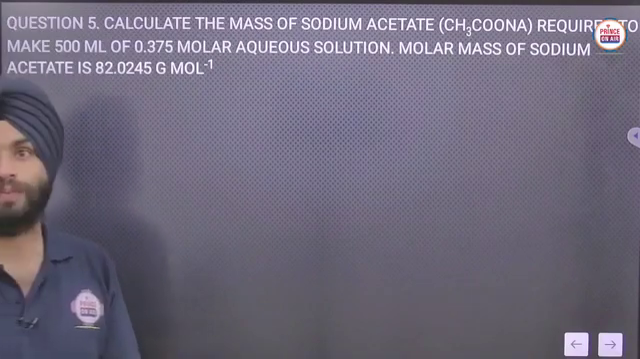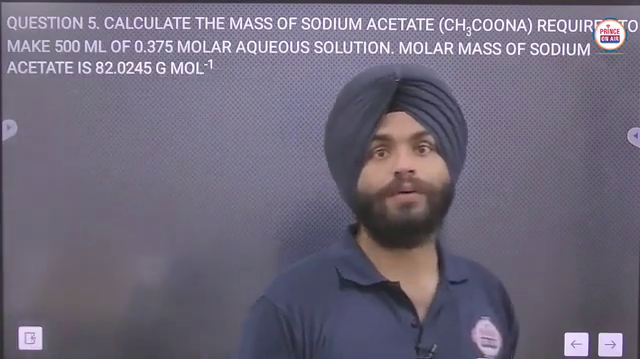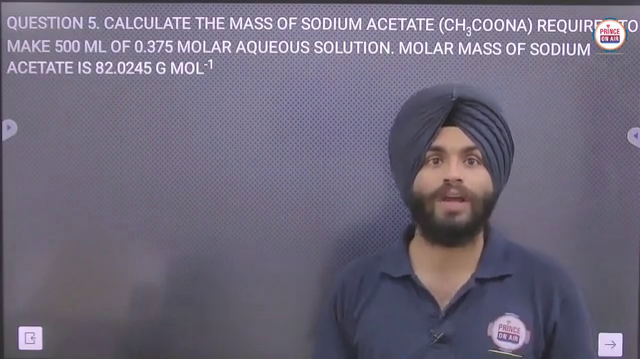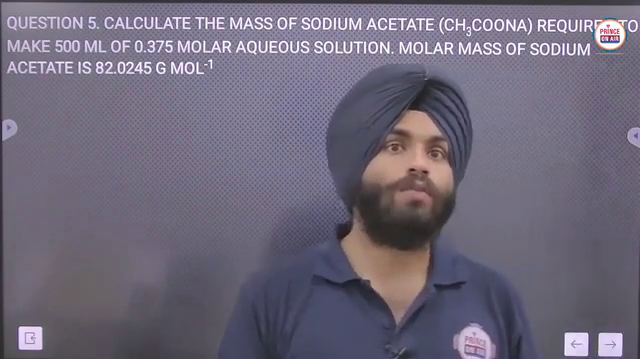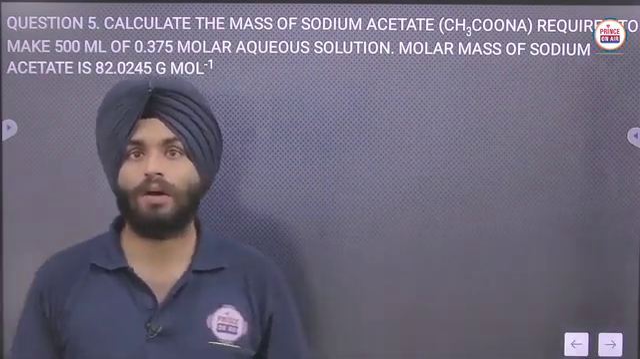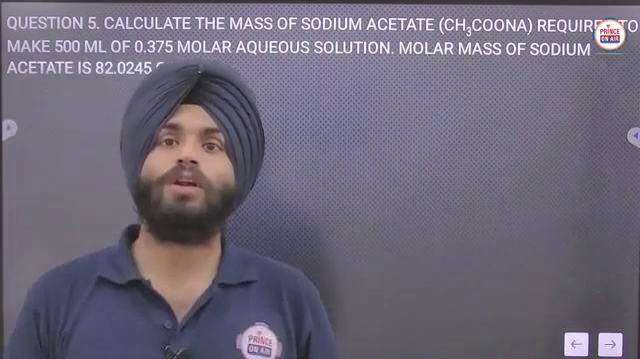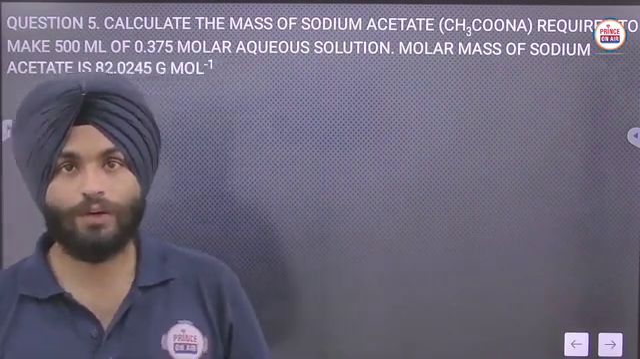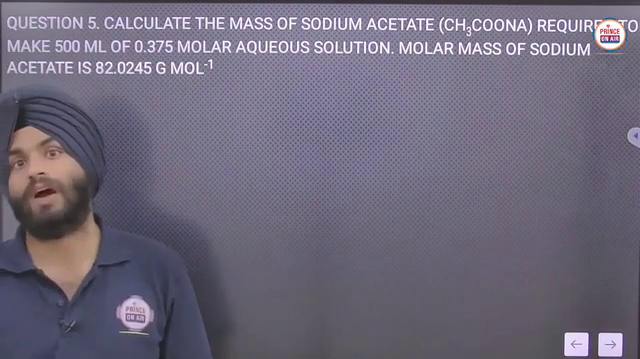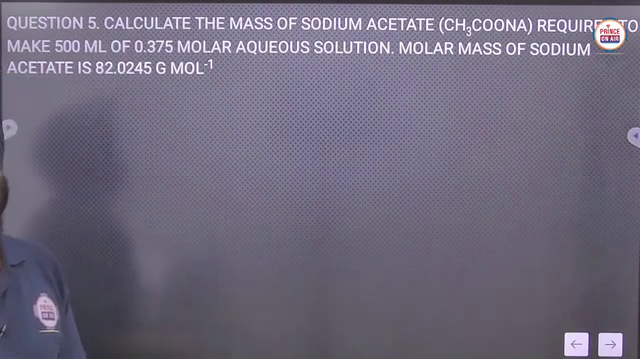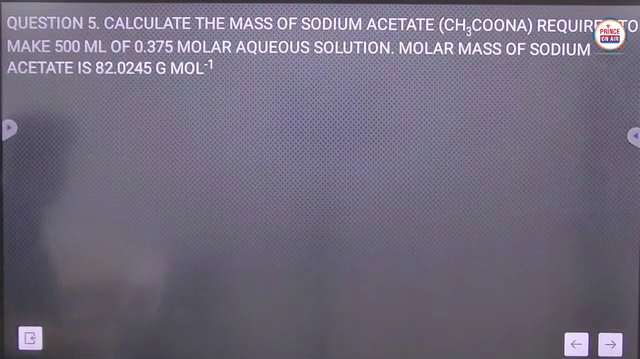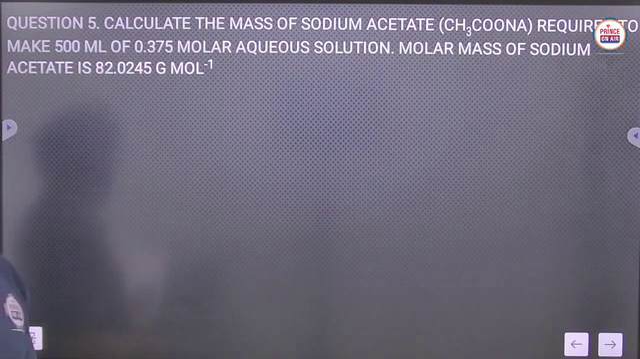Now next question: calculate the mass of sodium acetate required to make 500 ml of 0.375 molar aqueous solution. Molar mass of sodium acetate is 82.0245 gram per mole. So try to do it yourself first. Write the formula of molarity, and in that way you can calculate it.